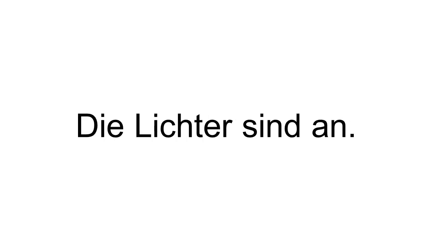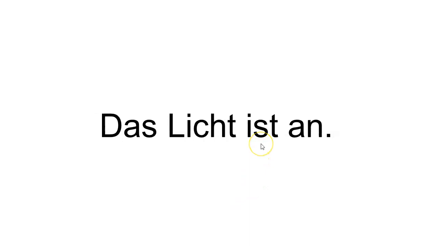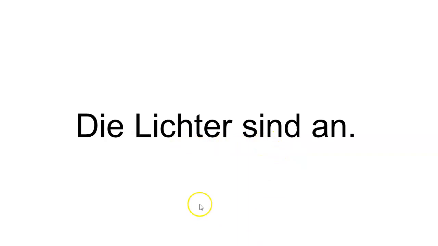Das Licht ist an. The light is on. So again, either you know the plural of light, you've memorized it or not. The lights. This one you add an er. Die Lichter sind an. The lights are on. And of course, don't forget to change your verb form from singular to plural. The light is on. The lights are on.